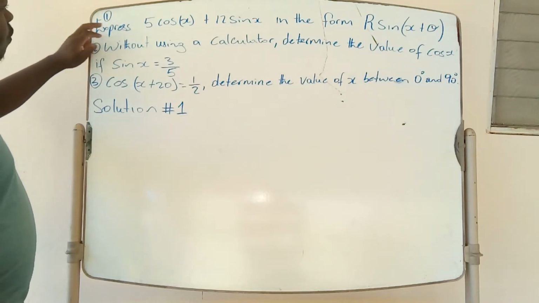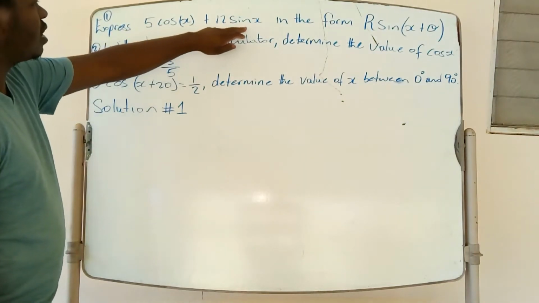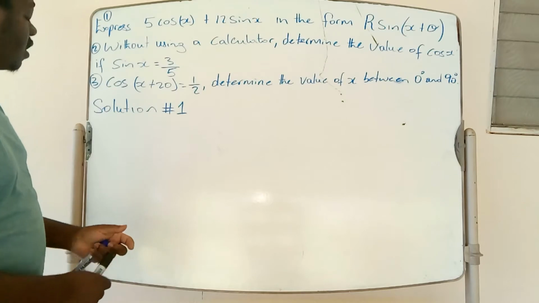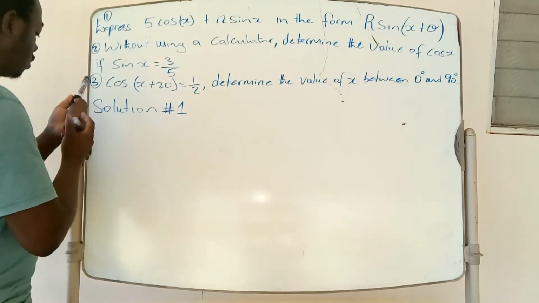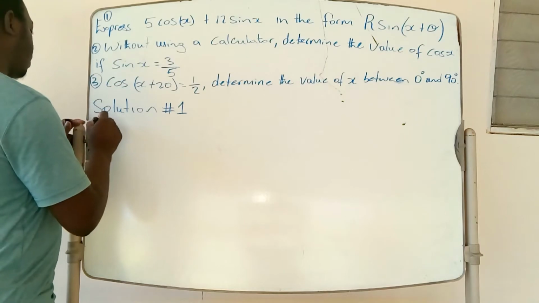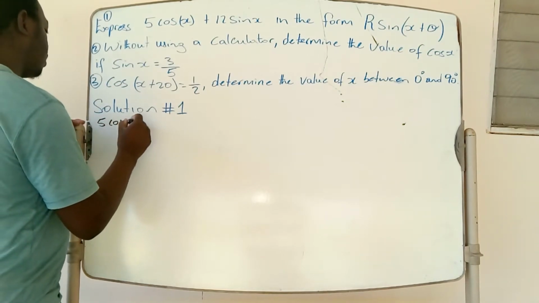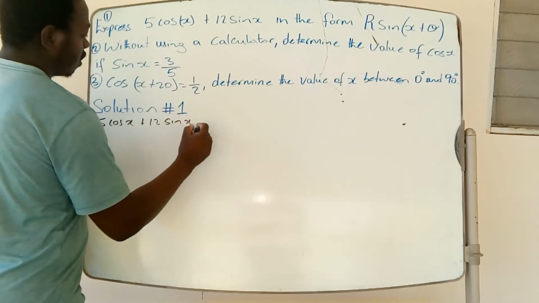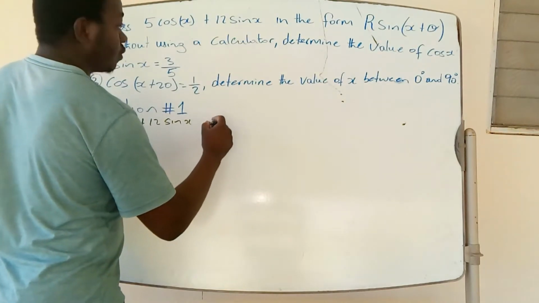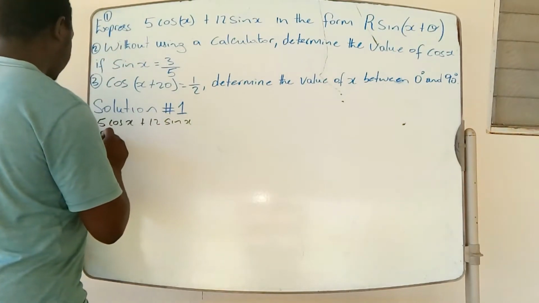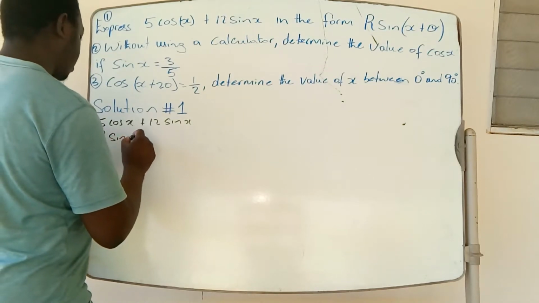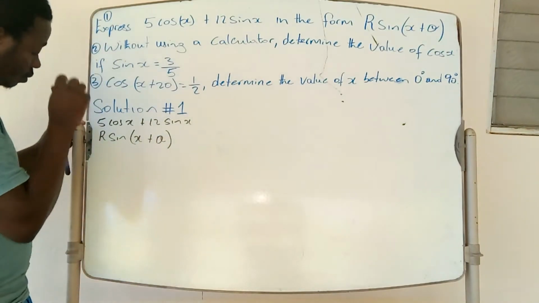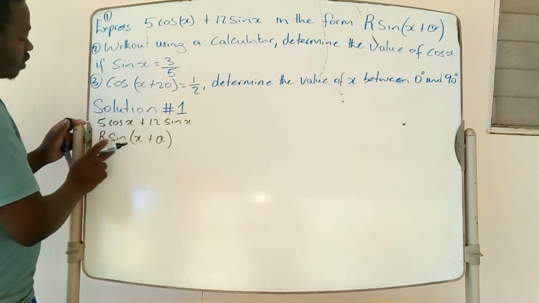Question 1. Express 5 cos x plus 12 sin x in the form r sin(x plus theta). Alright? So, they want us to express 5 cos x plus 12 sin x in the form r sin of x plus theta. How are we going to express this in this form?